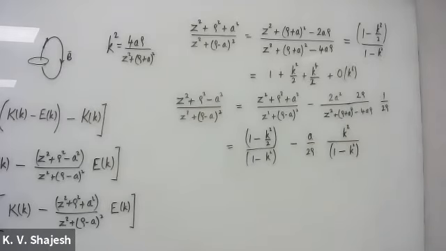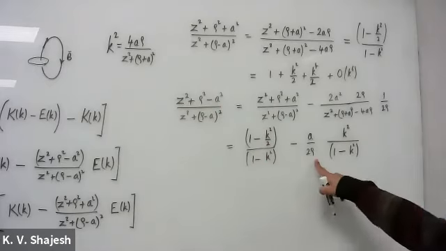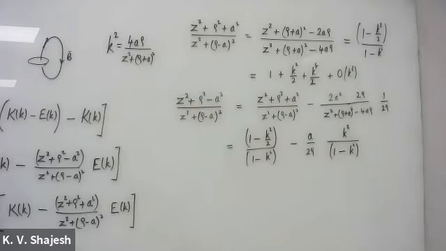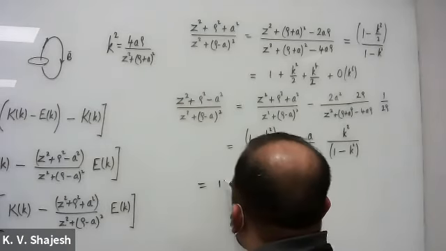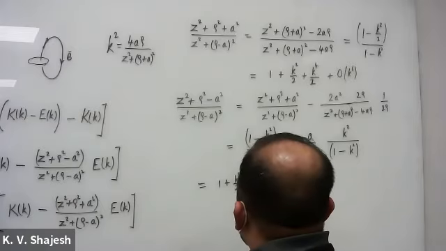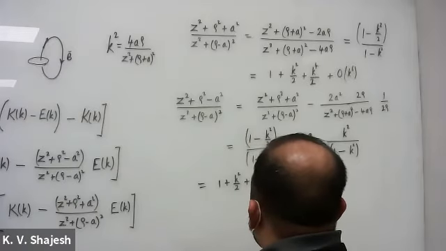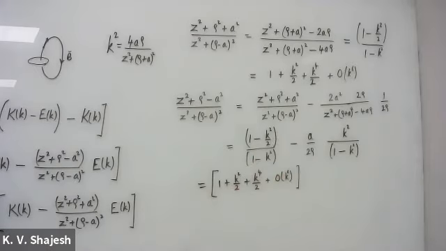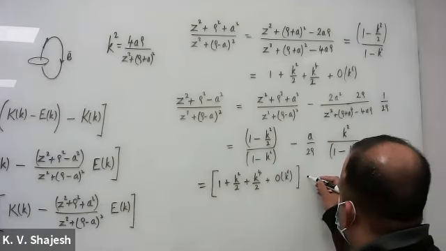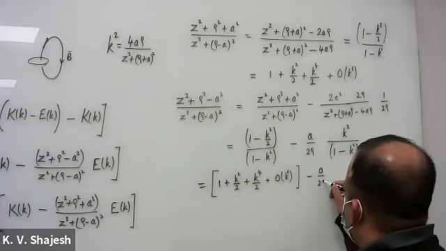That's your expression of z² + ρ² − a² in terms of k². Notice that there is a little part that remains, and as I said, as much as possible we write it in terms of k². As a series, you know the series for this: 1 + k²/2 + k⁴/2 + order k⁶. And the second piece is minus a/2ρ.